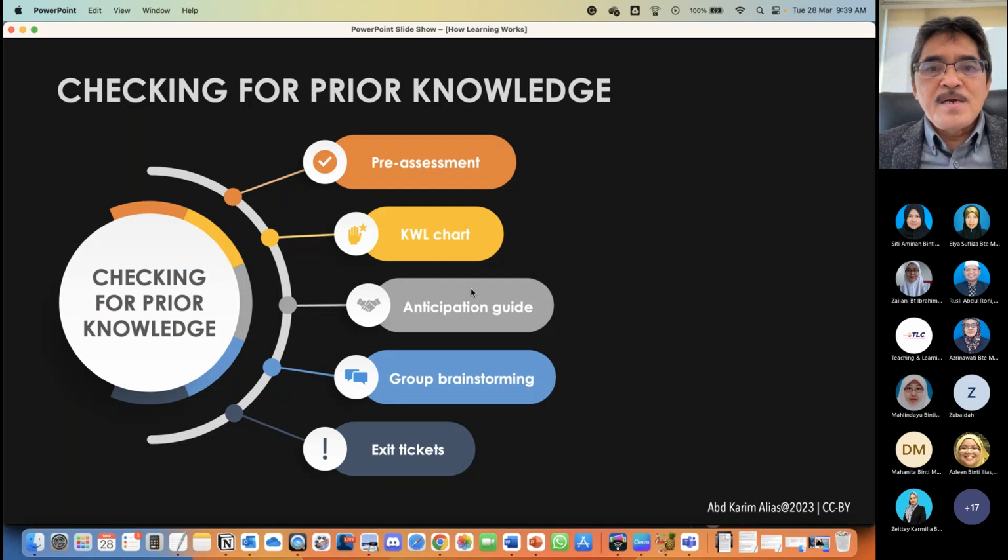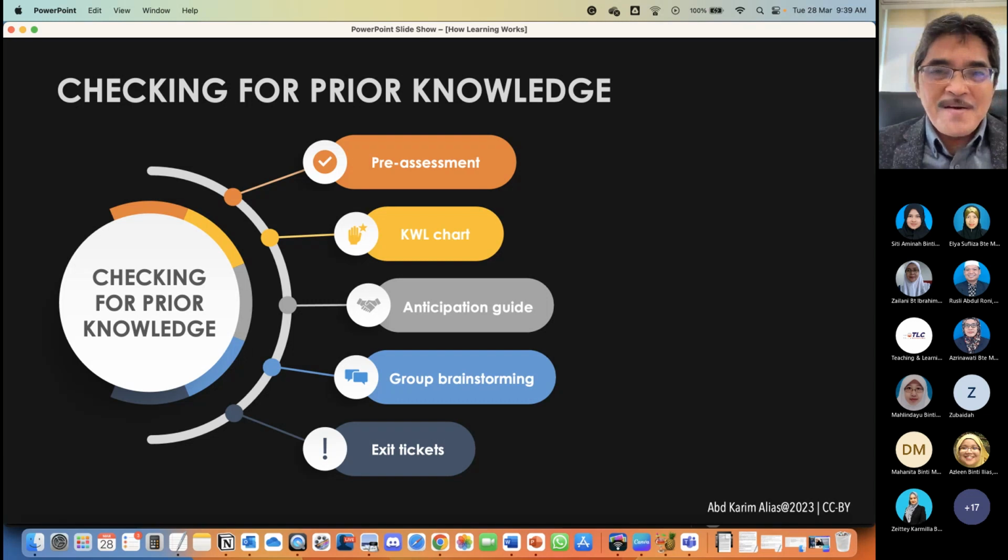So in the previous and in the first part, these are some of the methods that we can use to check prior knowledge. Pre-assessment, KWL chart, anticipation guide, group brainstorming, and exit tickets. In the first part, I have demonstrated how you can use Socrative.